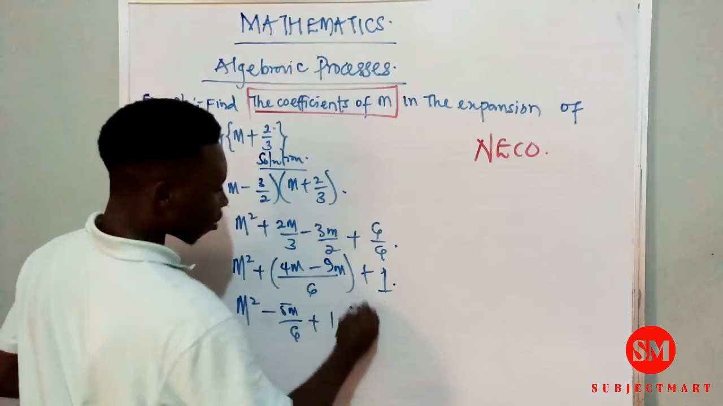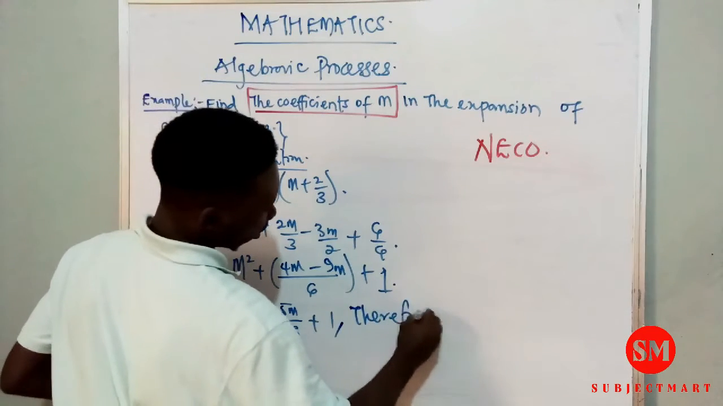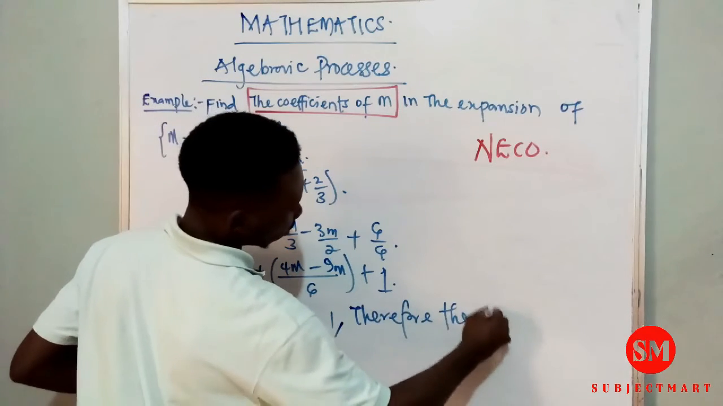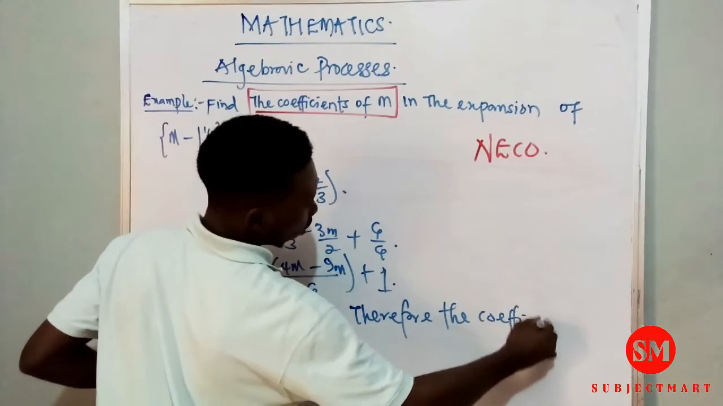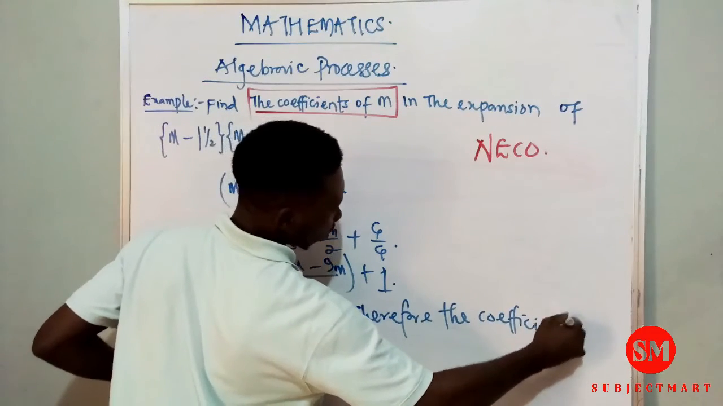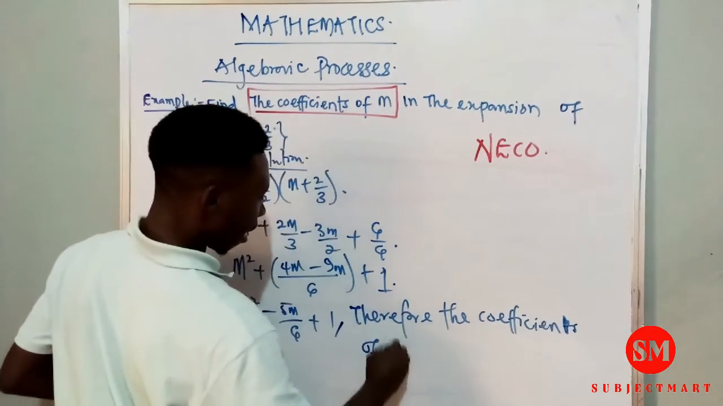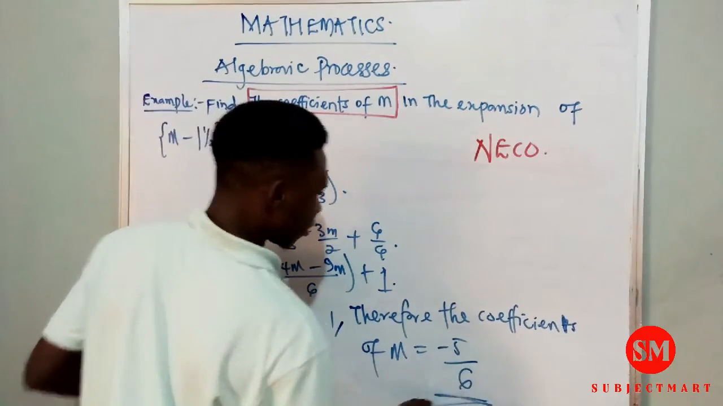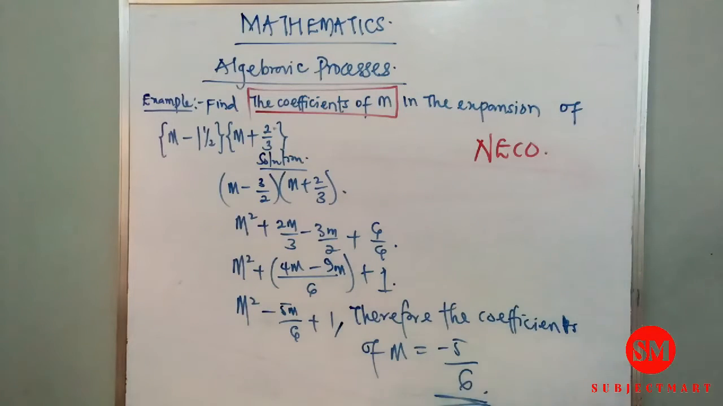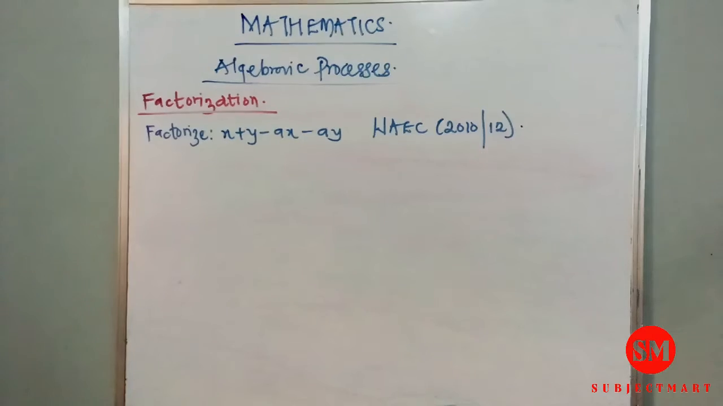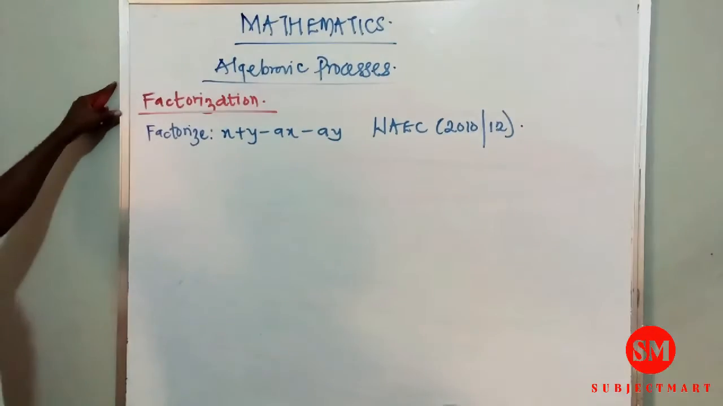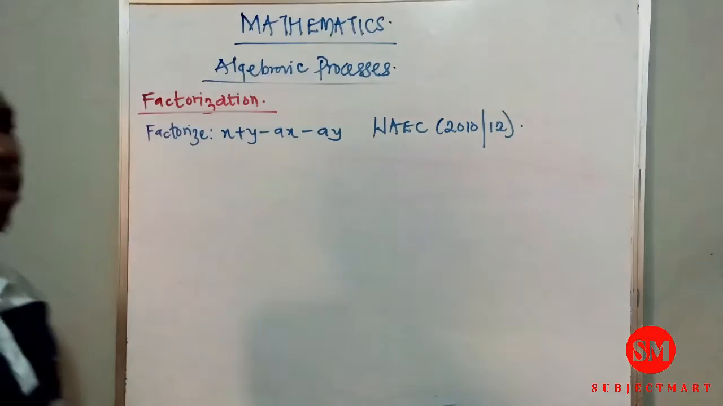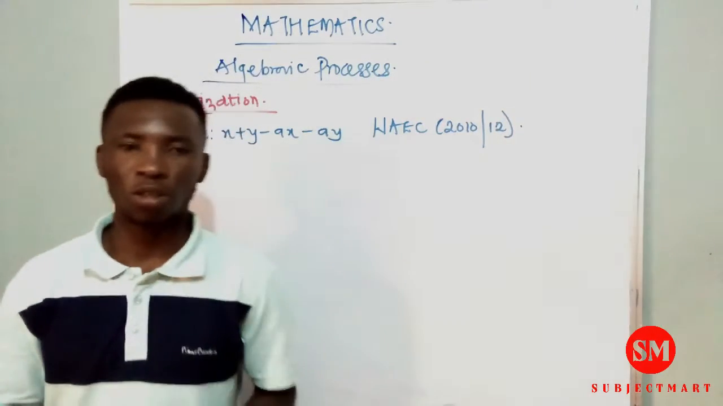Therefore, in your expression here, the coefficient of m is equal to minus 5 over 6. So it being minus 5 over 6, that leads us directly to our final answer. So now we move further to factorization. Factorization is simply the reverse of expansion.